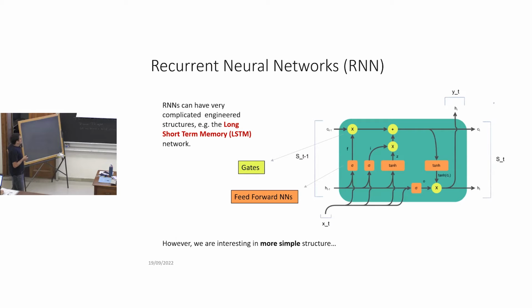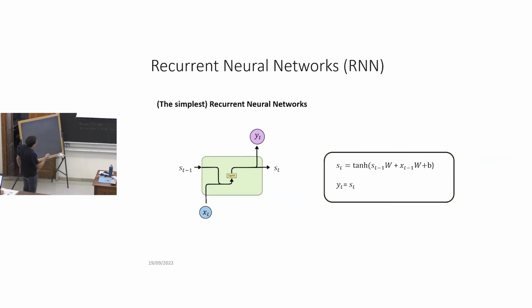And as you can see, inside a neural network like this, there are a lot of things. There are feed-forward neural networks included inside, and there are some gates by which we can do different operations. So from the point of view of a physicist of complex systems, this is a very complicated model. We are actually not interested in this kind of very engineered model. We are interested in much simpler models, and in particular the simplest recurrent neural network we can think of. In a certain way, this is the simplest recurrent neural network we can define.